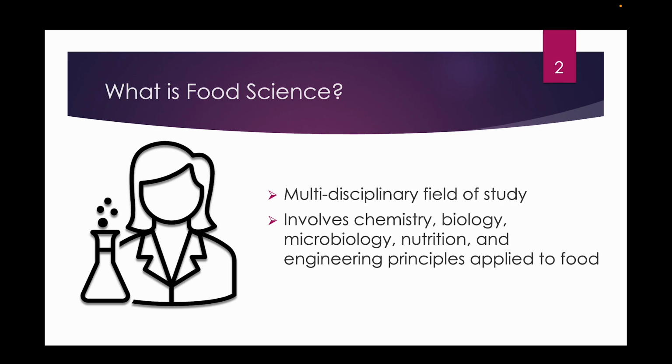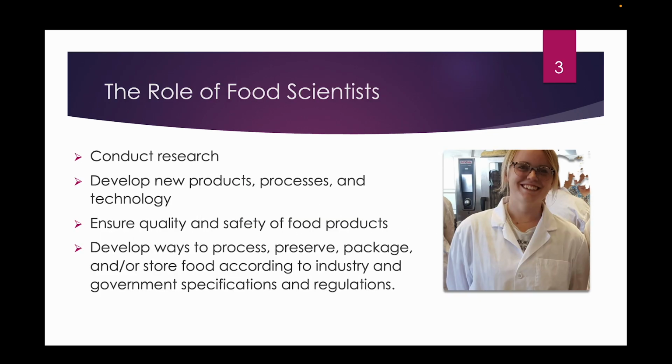So what does a food scientist do? There are several things that someone in the food science field can do. They can conduct research, they can develop new products, processes and technology, they can ensure the quality and safety of food products, they can develop ways to process, preserve, package, and/or store food according to industry and government specifications and regulations. So it's really different than being a chef or being a cook, which is what most people think about when you say food science.